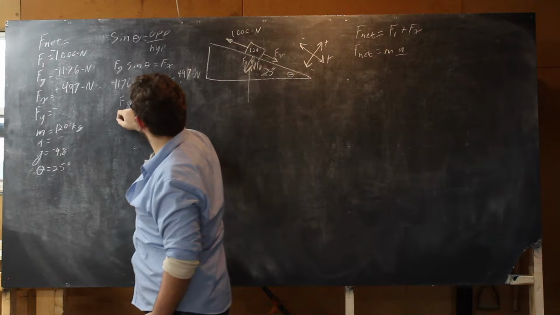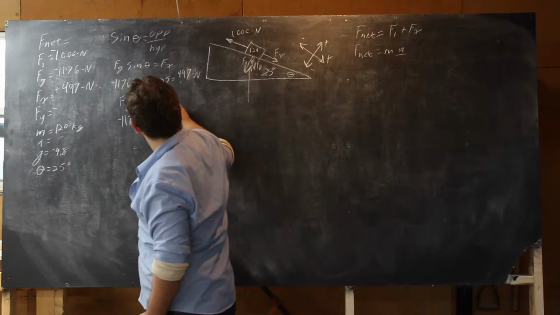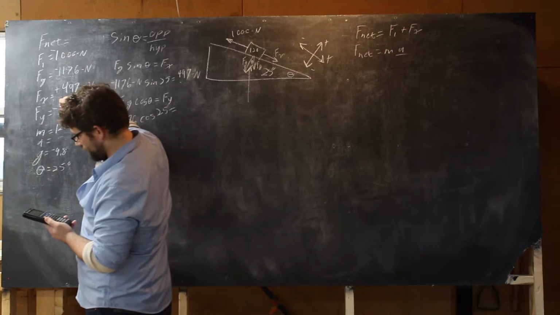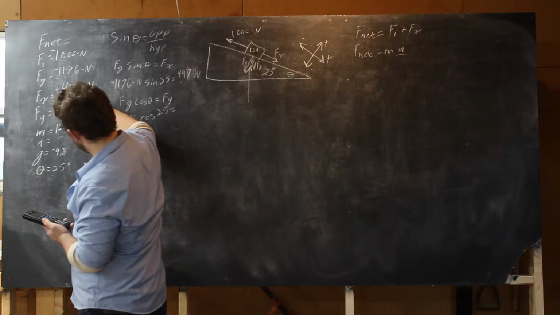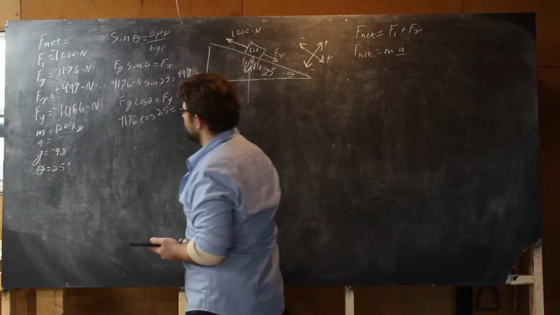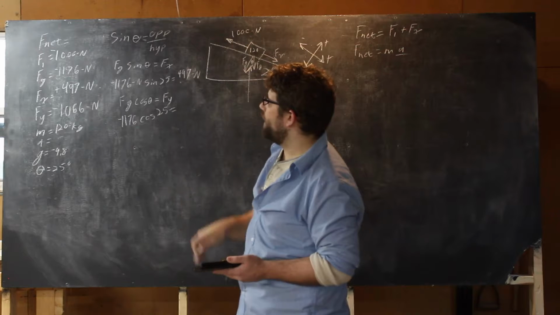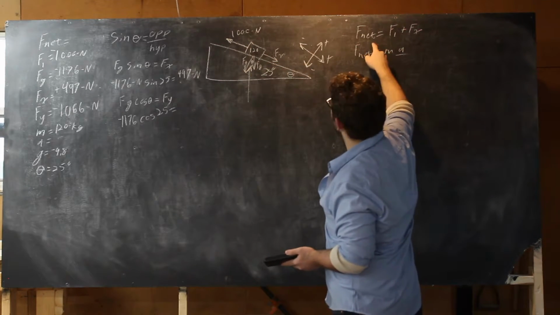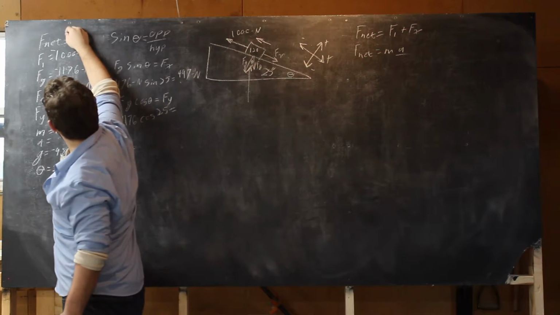Okay, so plugging those numbers in, 1176 cosine 25. And that's going to be a negative, because it's in the y, we already just find that direction has to be negative, 1066 newtons. Okay, so now I see my force in x is 497, my force applied is 1,000 newtons. So my resulting F net is going to be in this direction. So my F net will be negative.